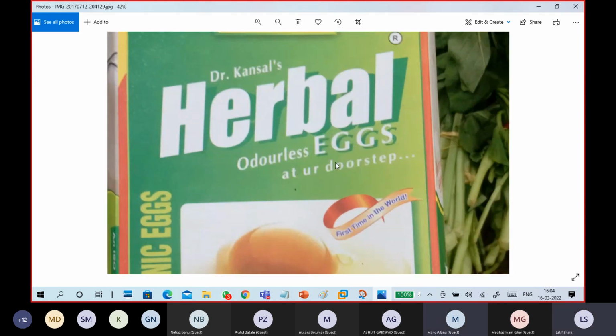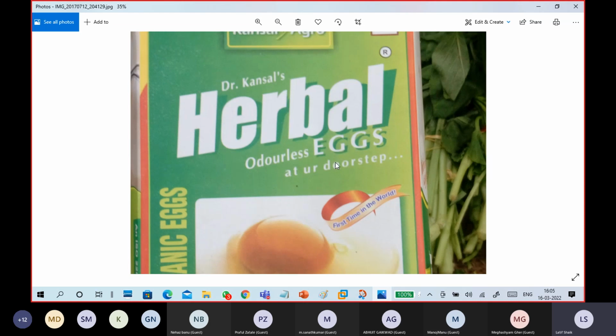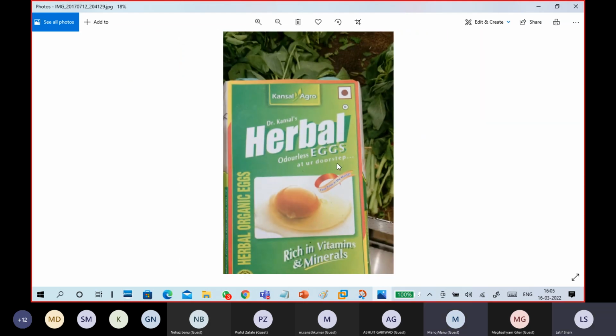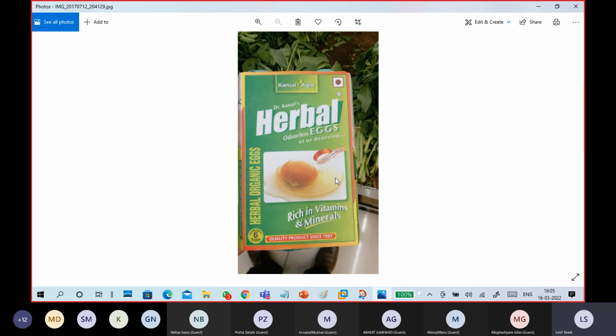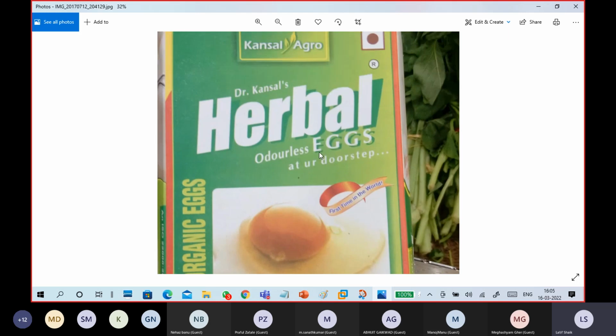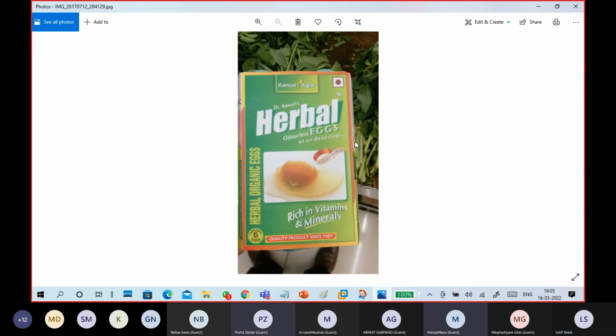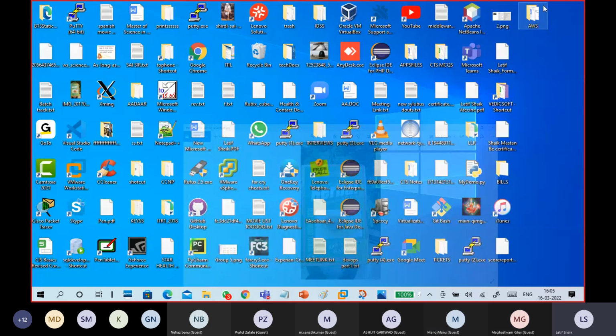Odorless egg. So you can't get a smell, even if you are beside someone. They oppose your egg, so they won't get a smell, no problem. Happily you can eat it. You can also use this one for Holi. Odorless, no? So no problem if you smash the egg on anybody's face, they won't get a hard smell either. This is odorless.